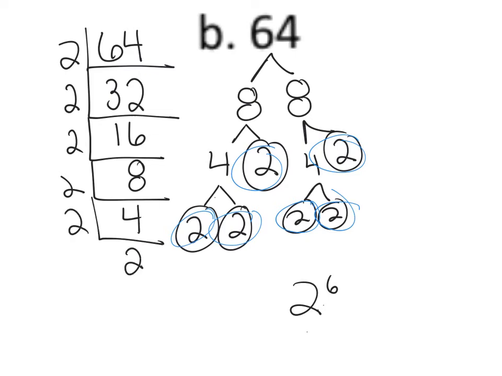So then I have 1, 2, 3, 4, 5, 6. So that's the ladder method. If you do not like the tree method, you can use both.